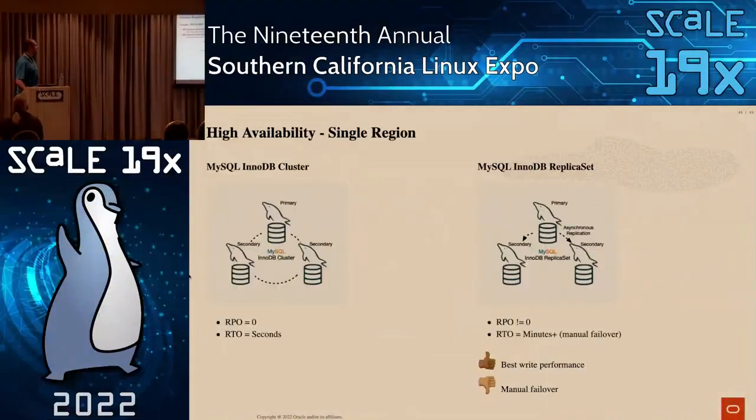A lot of questions. Now to summarize, so you can see the slides online, to decide when to use what. If it's HA, we have InnoDB Cluster, no data loss. RTO, the time to recover, is seconds. With Replica Set, there is possibility for data loss. RPO is minutes.